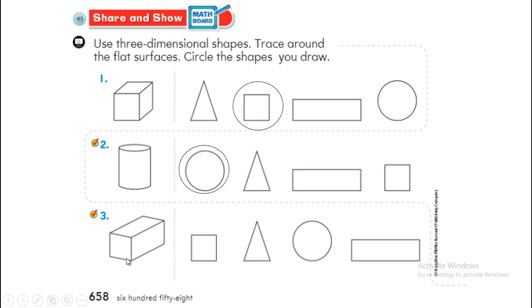Now, number 3, a rectangular prism. What shape can you find on the rectangular prism? Well, I can find 2 shapes here. One of them is a rectangle. Another one is a square. So I can circle the square and I can circle the rectangle. These are 2D shapes, but this one is a 3D shape.